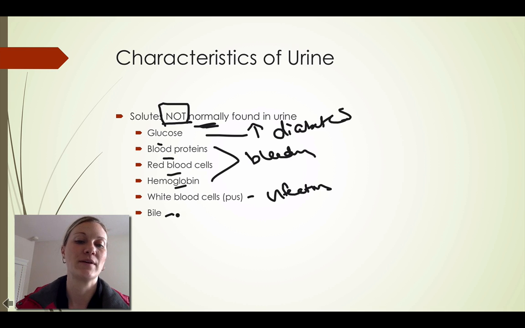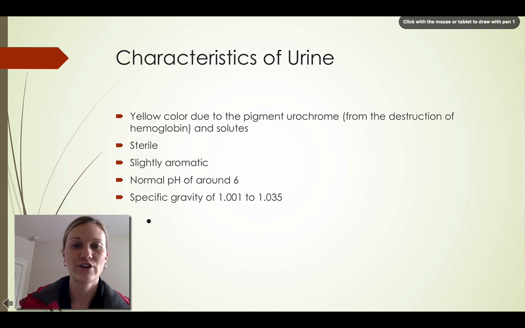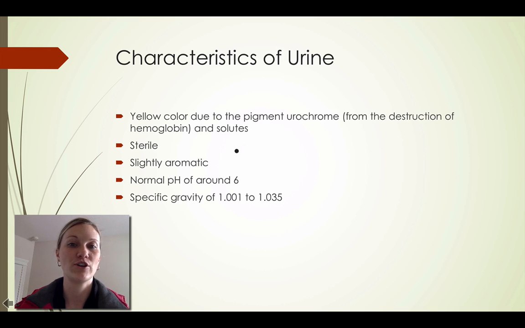Bile, remember, is going to be produced in your liver, stored in your gallbladder, but bile should not be in your urine either. So your yellow coloring of urine is due to a pigment, and basically as you have the destruction of hemoglobin, that turns into this urochrome, which is a yellow pigment.